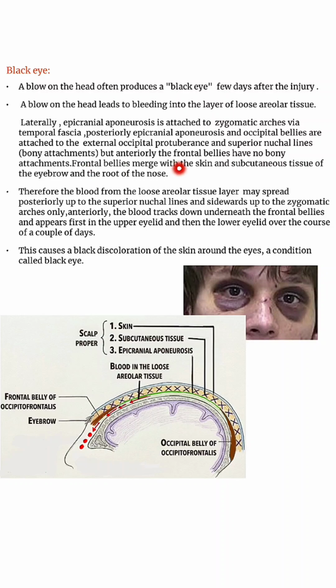Frontal bellies merge with the skin and subcutaneous tissue of the eyebrows and the root of the nose. Hence, there is no bony attachment anteriorly.